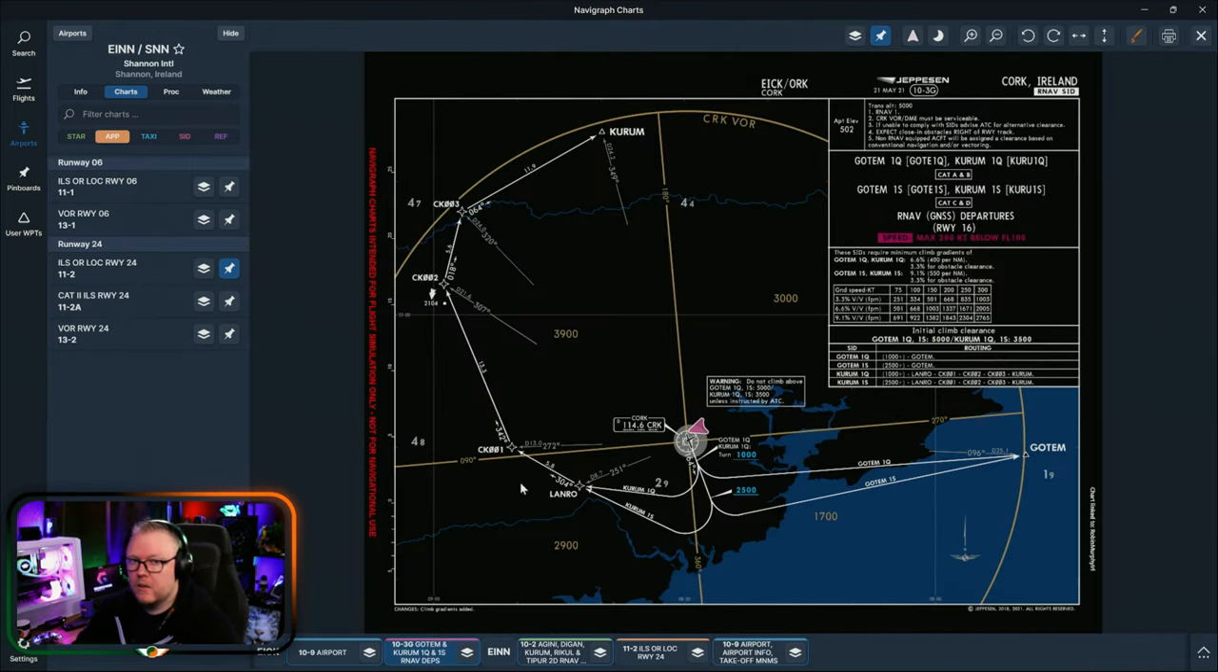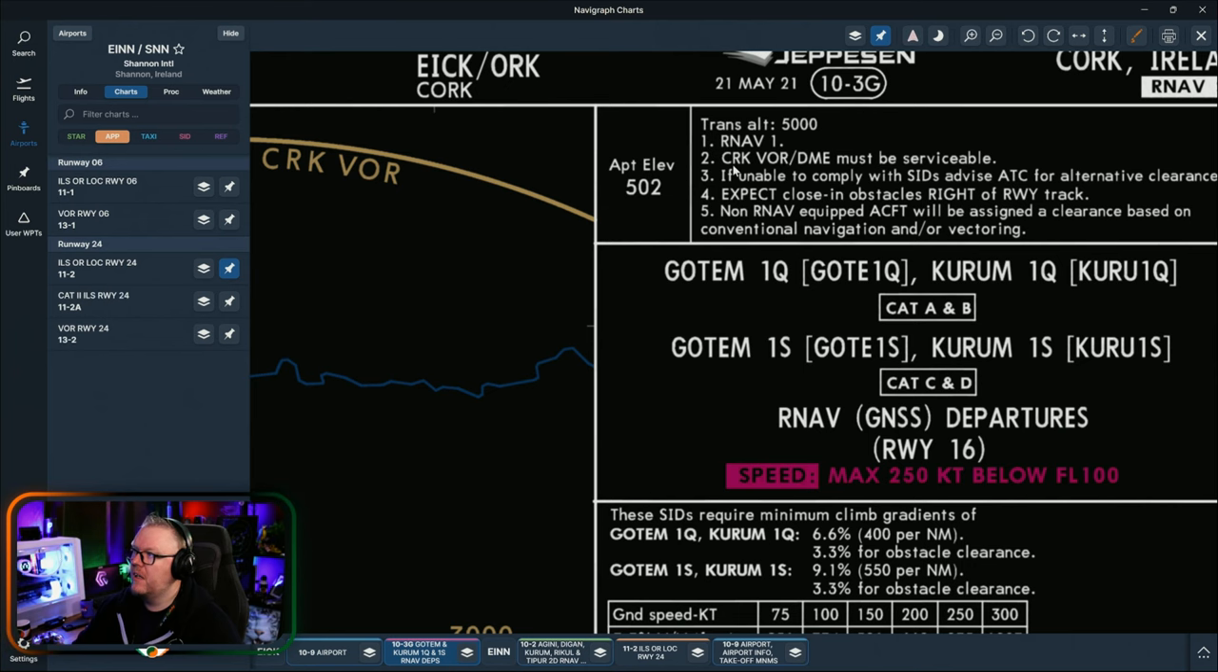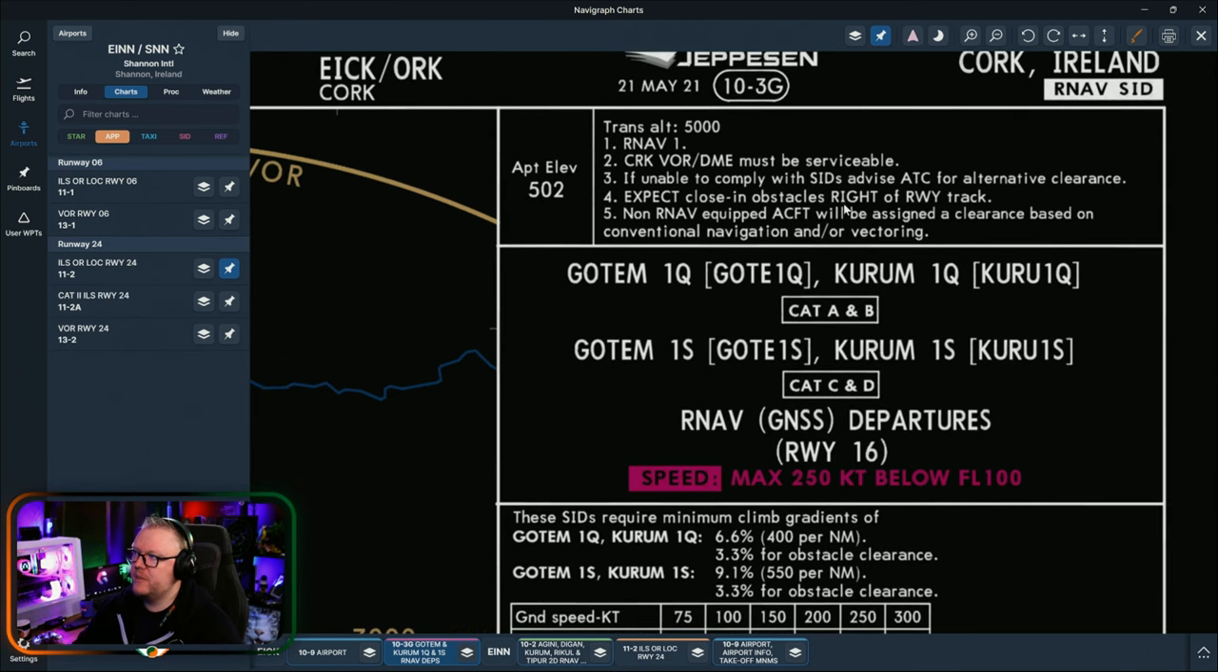So again, we look at our overall chart. We're going to have some information. The transition altitude, 5,000 feet. RNAV, Cork VOR DME must be serviceable. If unable to comply with SIDs, advise ATC for alternative clearances. We won't worry about that just yet. Expect close-in obstacles right of runway track. There's obstacles.